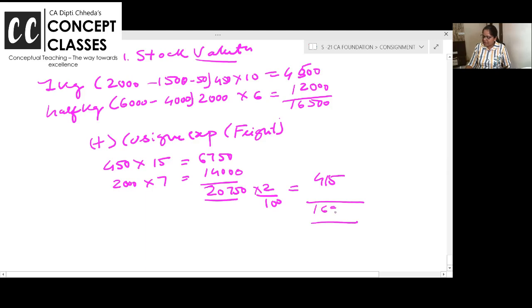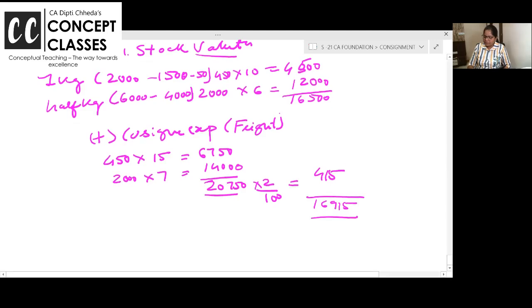So now 16,915. $16,915, is that what you have? Closing stock value. Anyone in the class has doubt? Put me a message, please.